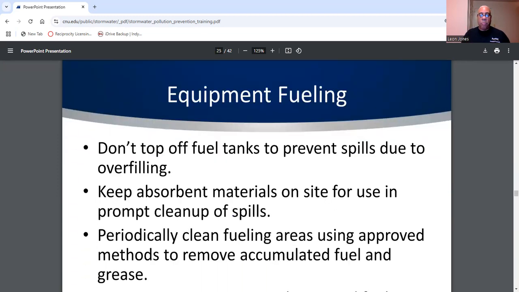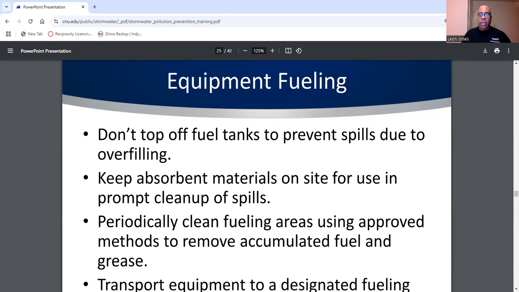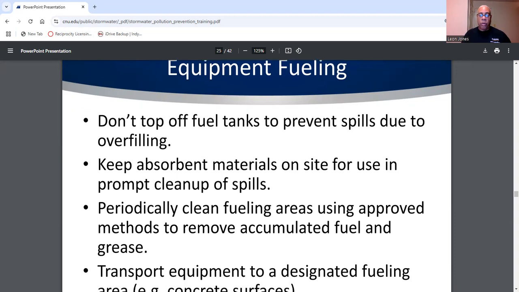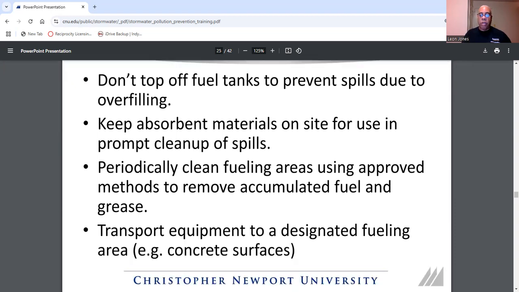Fueling. Top off fuel tanks to prevent spills due to overfilling. Keep absorbent materials on site for use in prompt cleanup of spills. Periodically clean fueling areas using approved methods to remove accumulated fuel and grease. Transport equipment to a designated fueling area. Concrete surfaces.